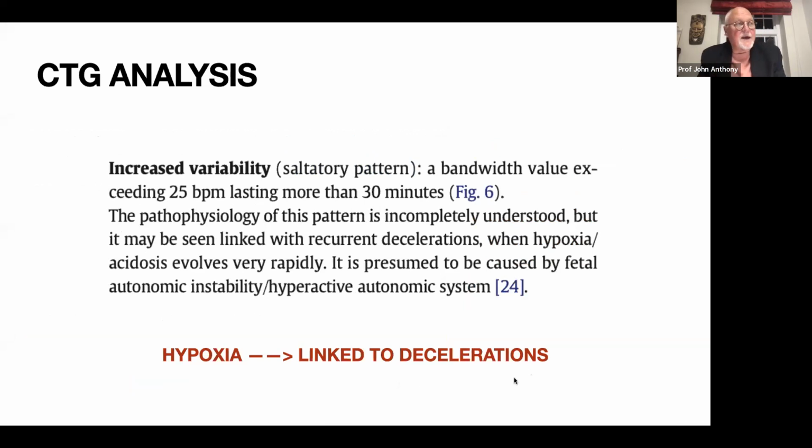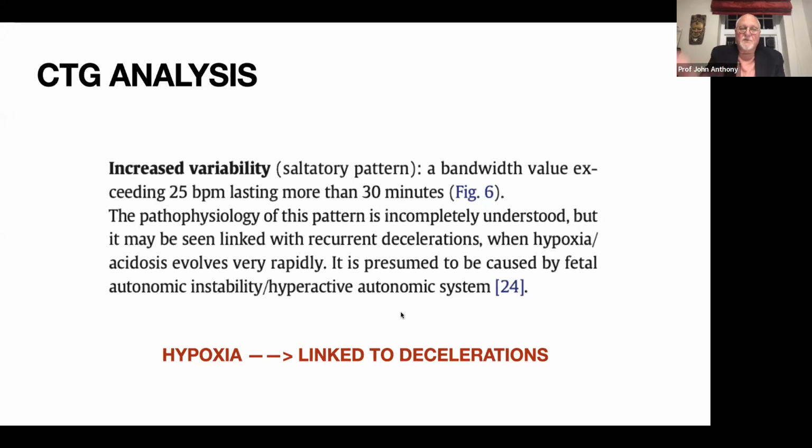At the other end of the spectrum, you may also have an increased rate of variability. So this is what we call a saltatory pattern. And the bandwidth value exceeds 25 beats per minute. So it's gone from 5 to 10 up to 25 beats per minute. So there's a threshold and there's a time limit, which is 30 minutes. And we don't really understand why this pattern develops, but it seems to do so under circumstances of acute, rapidly evolving fetal hypoxia and acidosis. And it's thought to represent some kind of autonomic instability in the fetus. And it's usually linked, if it's due to hypoxia, to decelerations on the tracing as well.